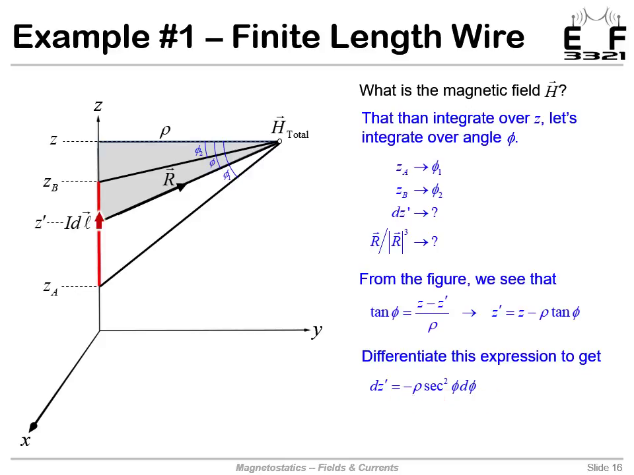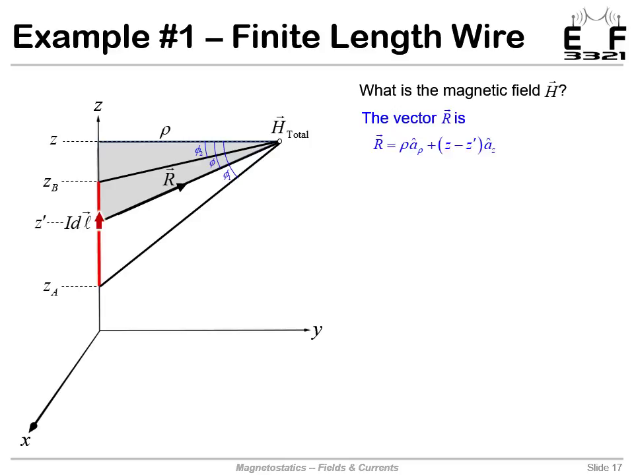Okay, now the vector r. Our vector r connects our differential current element to our observation position. So that is coming over a distance of rho, so it's rho in the rho direction, and it's going up z minus z prime in the z direction. So that's our expression for r. In the previous slide, we actually had tan phi equals (z minus z prime) over rho, and if we solve that expression for z minus z prime, we get rho tan phi.